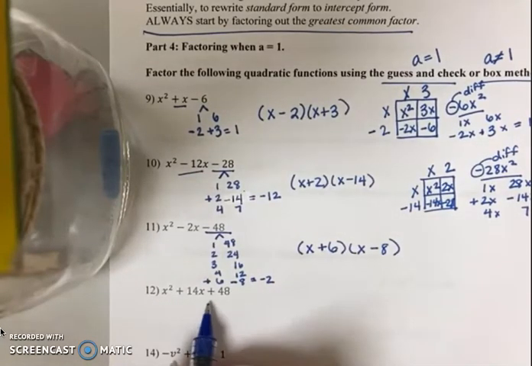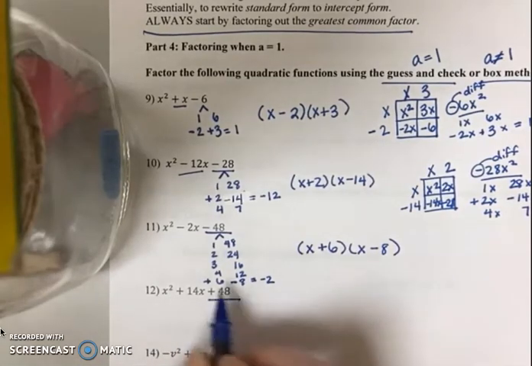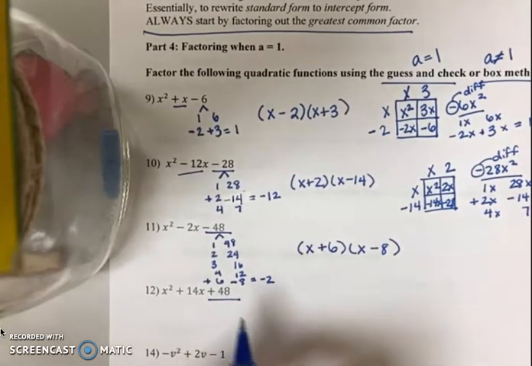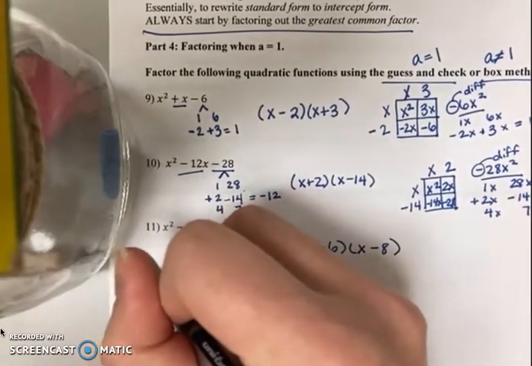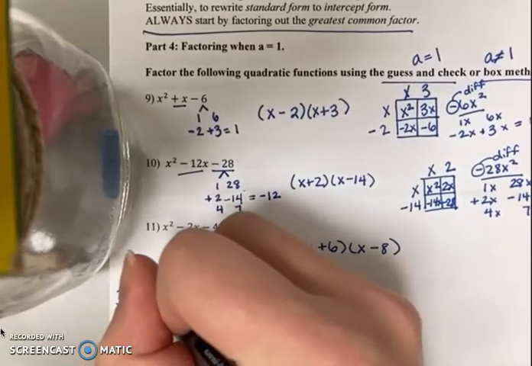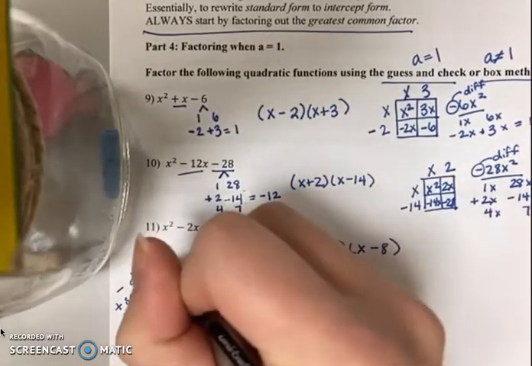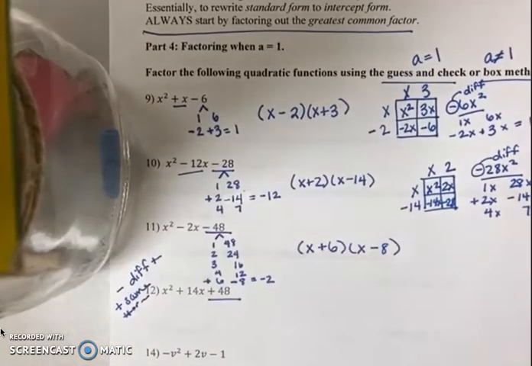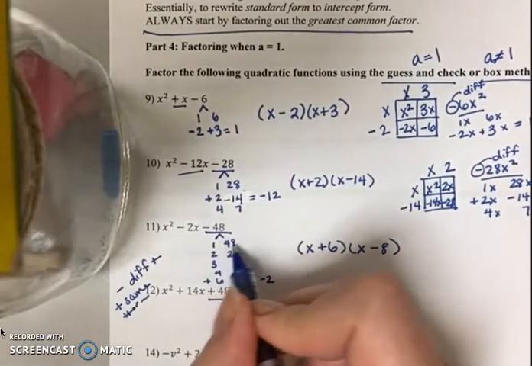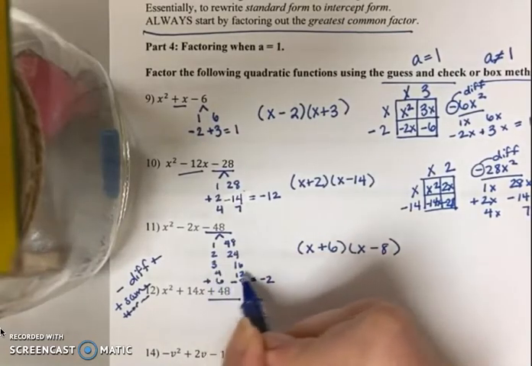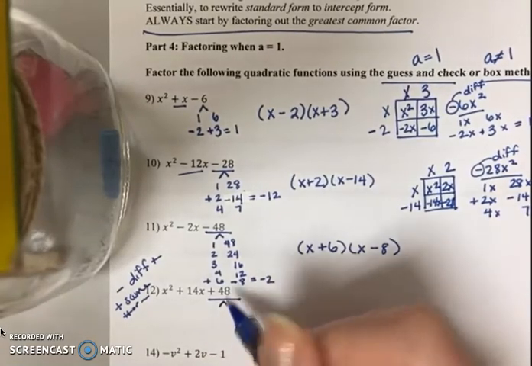For number 12, we have x squared plus 14x plus 48. So that plus sign means I have to use same signs. Negative means different signs. Positive means same signs, so either a plus plus or a minus minus. Different signs is one will be plus, one will be minus. The factors of 48 are 1 and 48, 2 and 24, 3 and 16, 4 and 12, 6 and 8. I can just write the 1 since I already have them listed.